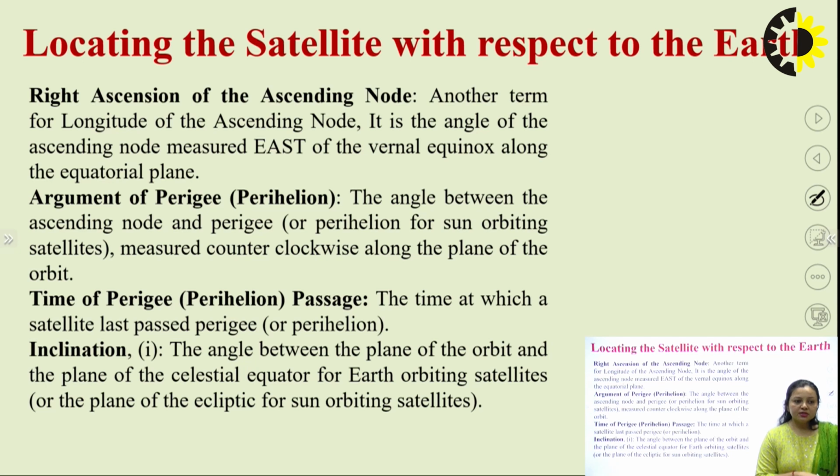Then the inclination is the angle between the plane of the orbit and the plane of the celestial equator for Earth-orbiting satellites. If the plane of the orbit is tilted with respect to the equatorial plane, we call it an inclined orbit, tilted at some particular angle, which is your inclination angle.